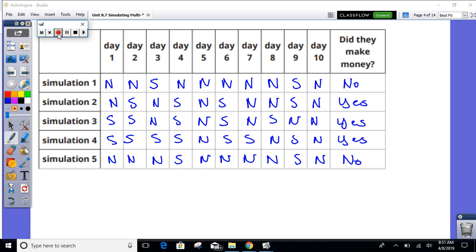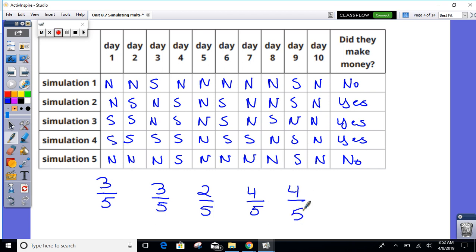What kinds of probabilities did some of you get? What did your group get, Katie? You also got 3 out of 5, so we have another 3 out of 5. What did you guys get? 2 out of 5. What did you get? 4 out of 5. Wow, you guys had a lucky week. Also a 4 out of 5. And you guys? 2 out of 5. And what else? 2 out of 5.